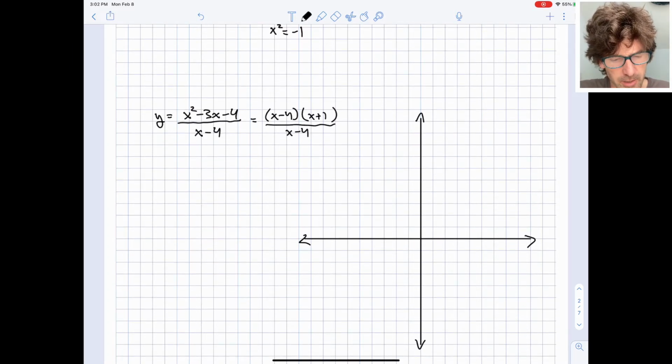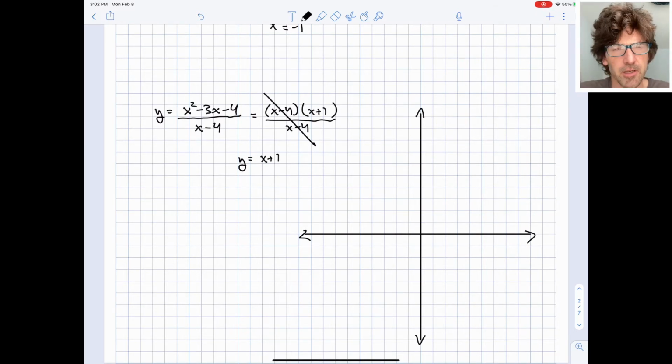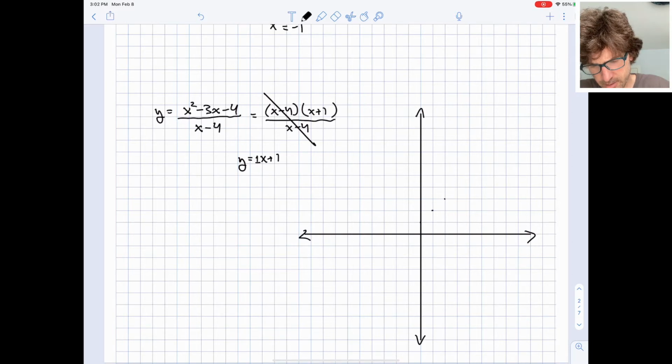This next one, if we factor the numerator, I hope you can see that we have some cancellation that could happen, and then our function ends up looking like y equals x plus 1. Let's go ahead and graph y equals x plus 1. That's a slope of 1. There's a hidden 1 in front here, and then a y-intercept of 1 as well. So we can go ahead and graph that.